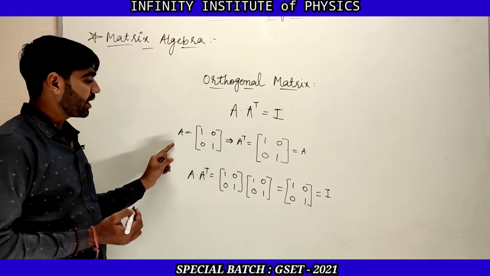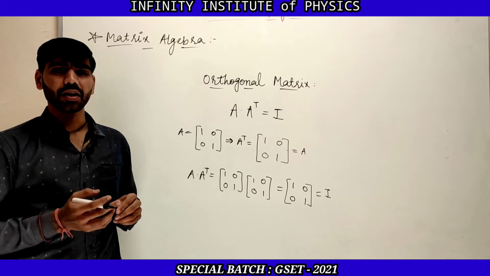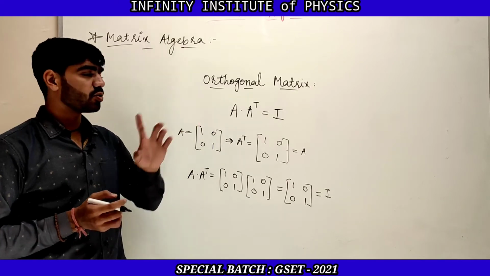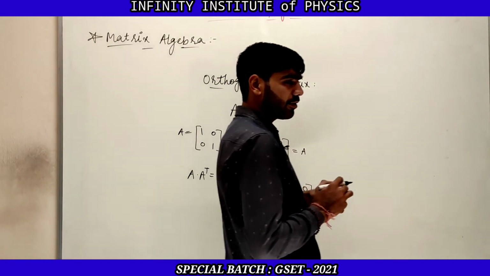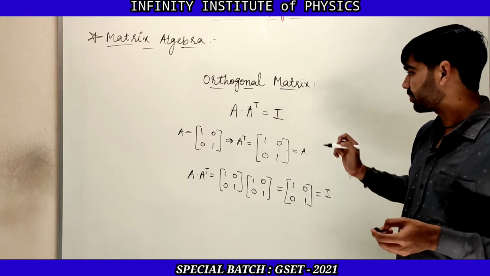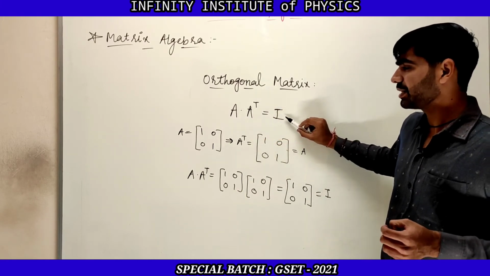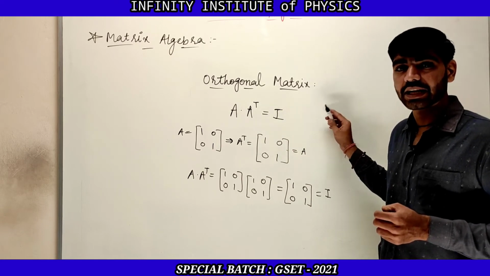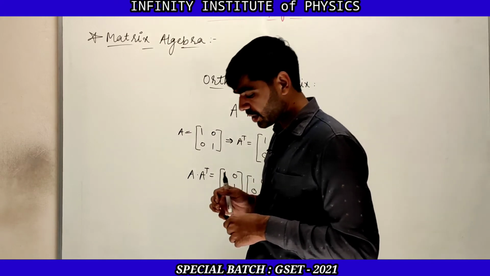So the identity matrix itself is an orthogonal matrix. A matrix is said to be orthogonal if A into A transpose is equal to the identity matrix. That means if the product of a matrix with its transpose gives us the identity matrix, then it is said to be an orthogonal matrix, otherwise not.